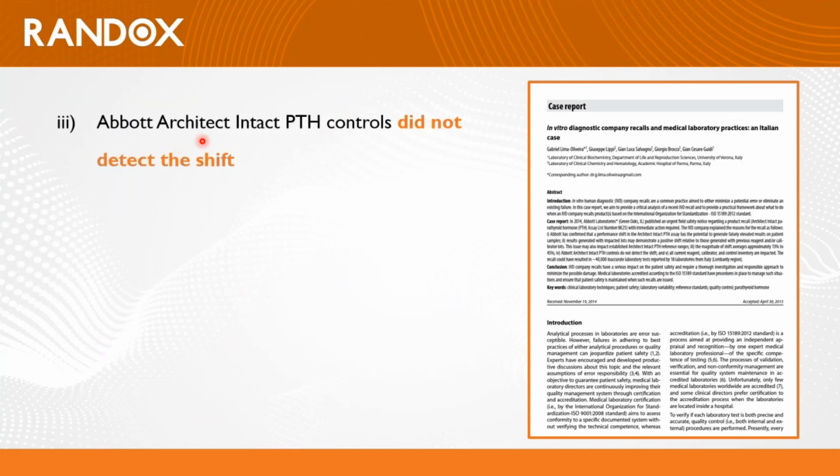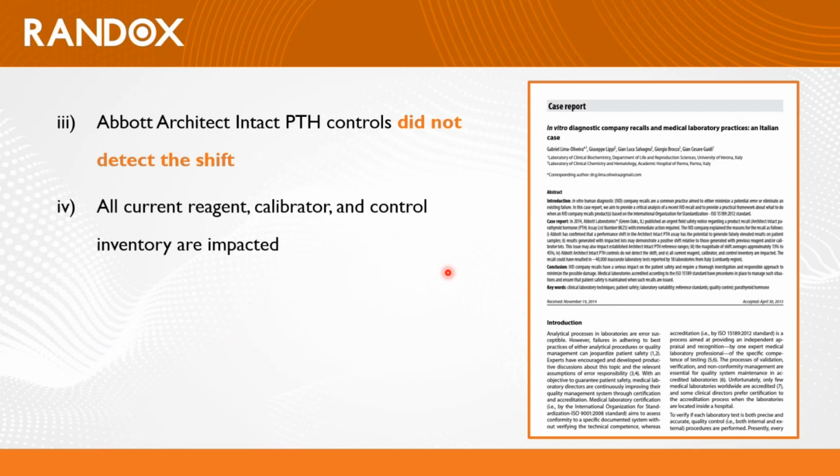Now, the Abbott Architect PTH controls did not identify this shift. They couldn't detect this shift. All reagent, control and calibrator inventory were impacted. Of course, the control did not identify the shift because the control and calibrator are made from the same material. And those controls are made to mask any issues in the reagent or the instrument. So everything here, you can see, reagent, calibrator, control, inventory, all of them were impacted.